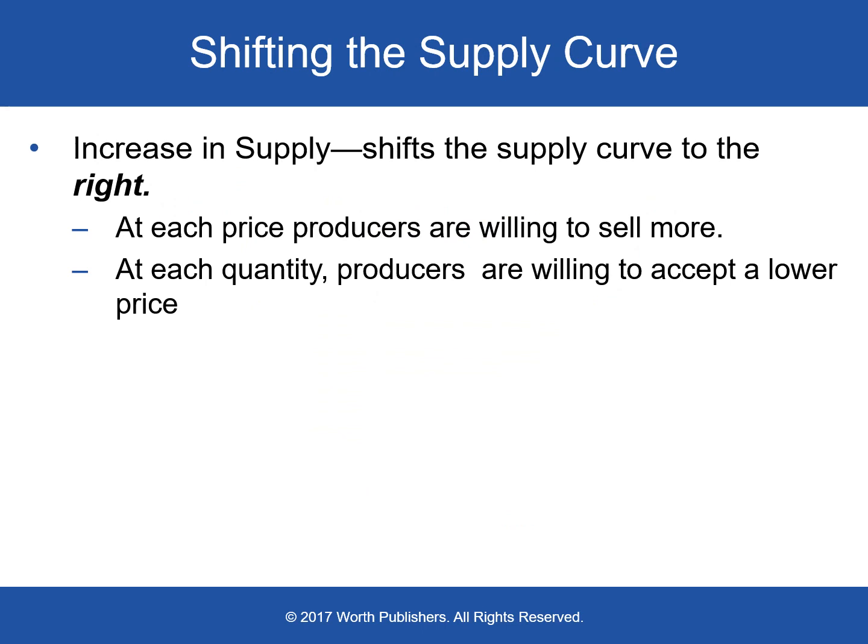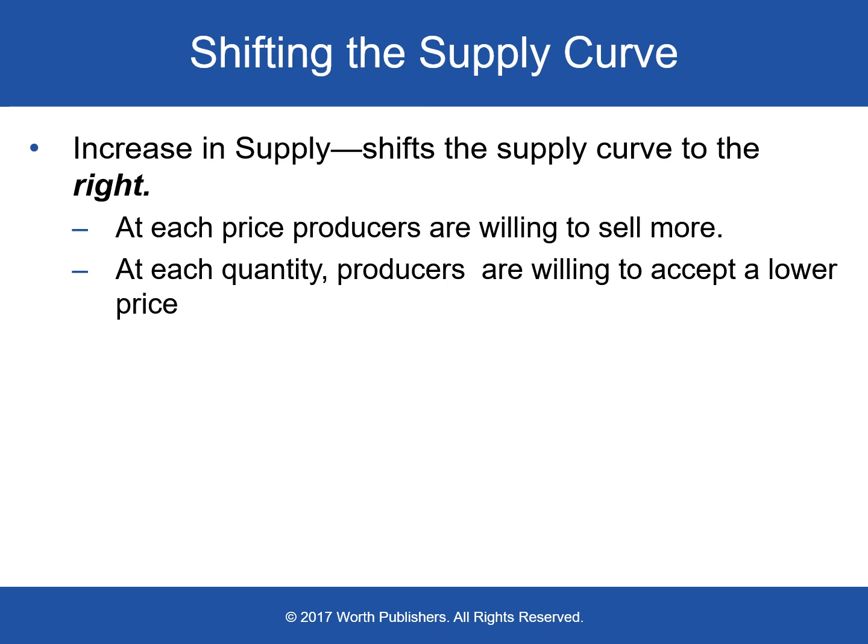Just like we can have increases or decreases in demand, so too we can have increases or decreases in supply. And if we increase supply, we show that by shifting the supply curve to the right. If you shift the supply curve to the right, for any given price, producers are willing to sell more. Also, it means that given any quantity, producers are willing to accept a lower price.